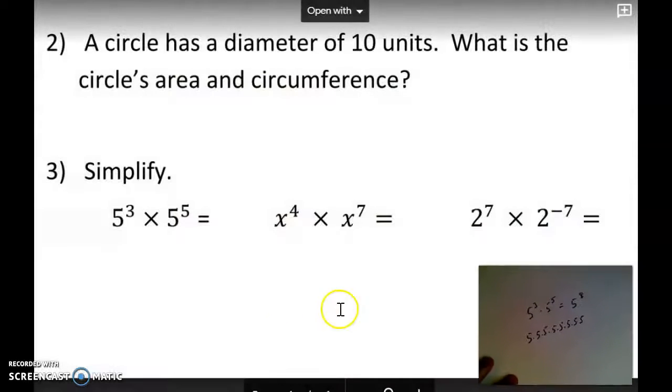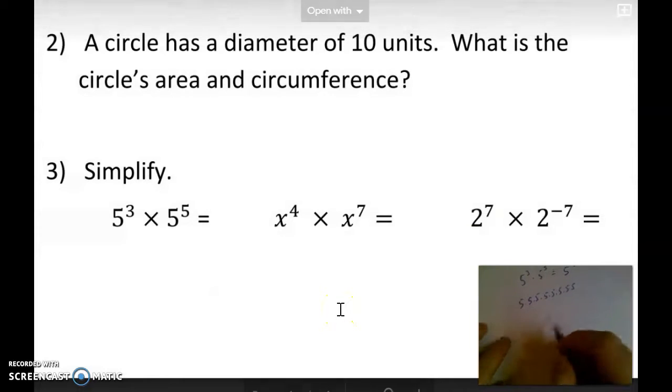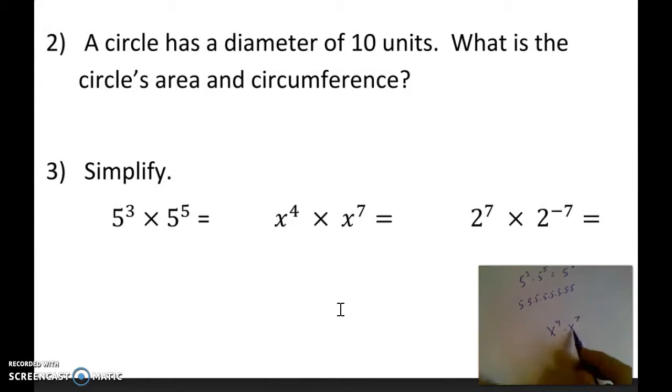So the second problem, I have bases of x, so I just used a variable. Because they're both the same, x and x, you keep that, and again, we will just add the exponents, see how many total x's are being multiplied in all. So you get x to the 11th.